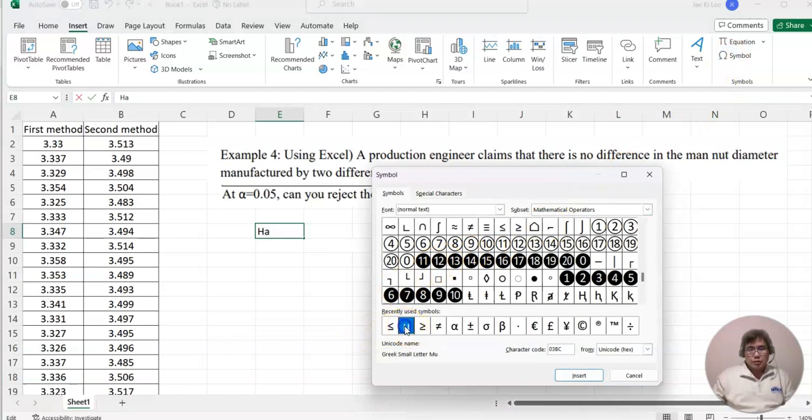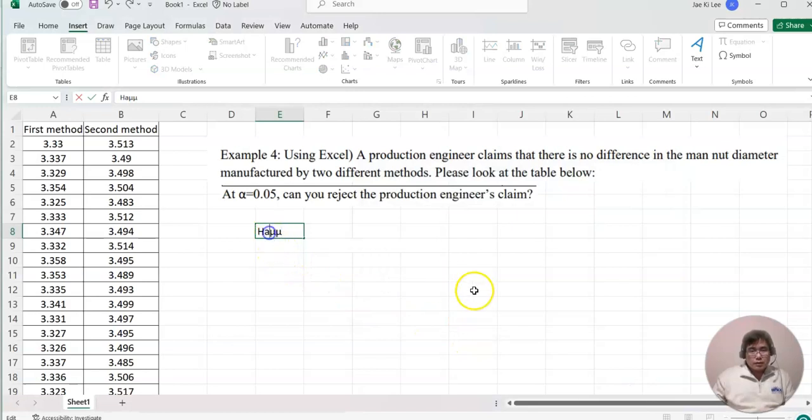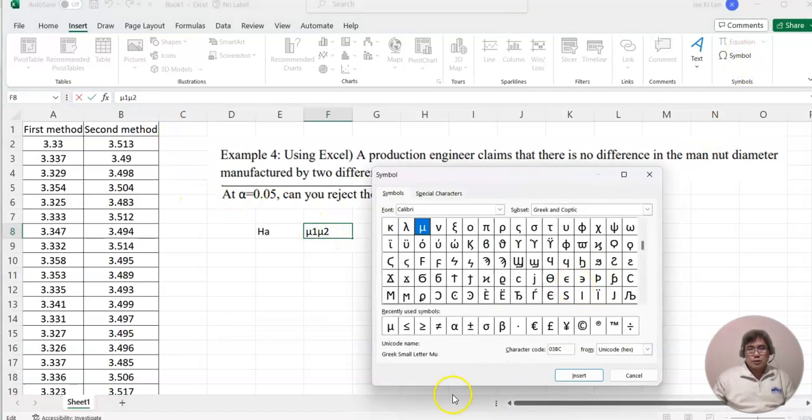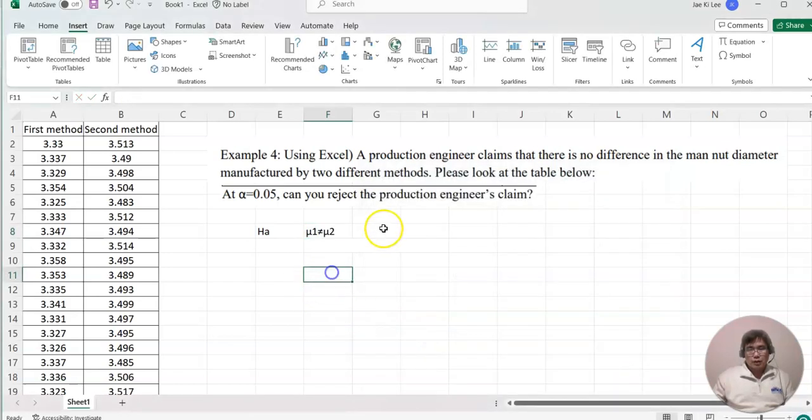mu, I'm just going to insert it twice. mu1 and mu2, so they are equal to each other. I will also input the equal to symbol here. Okay, and that's our claim.